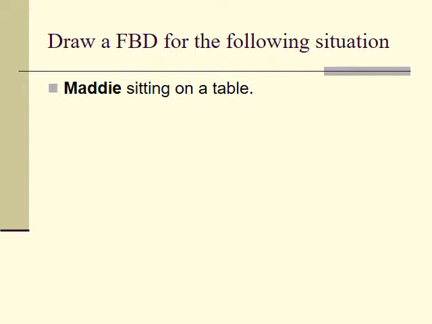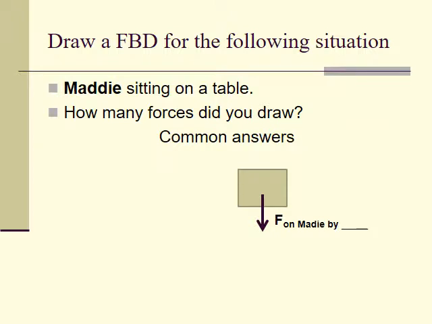All right, so these are the most common answers that students will give. A lot of students will draw a free body diagram like this, where they have one force going down. They often will call that force on Maddie by, and the most common answer is by gravity. Now, there's a problem with that because gravity is not an object, right? The thing that exerts gravity is the planet Earth pulling downward. So the correct label would be something like force on Maddie by Earth.